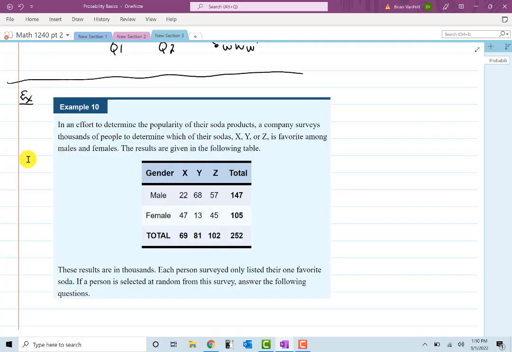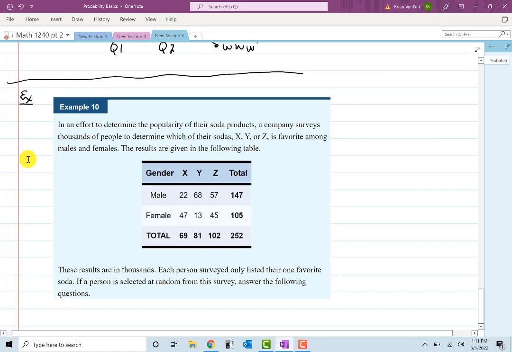For this last example, I've grabbed an example from the textbook, but I'm going to ask you different questions about it. A marketing company is trying to figure out the popularity of their soda products, and they list the preferences between males and females. Obviously, this is very important to any company that's marketing something. They want to know who likes it and who doesn't. So they typically do studies seeing if males or females like it, or certain age groups. There's all sorts of things involved, but nonetheless, let's go ahead and treat this here.